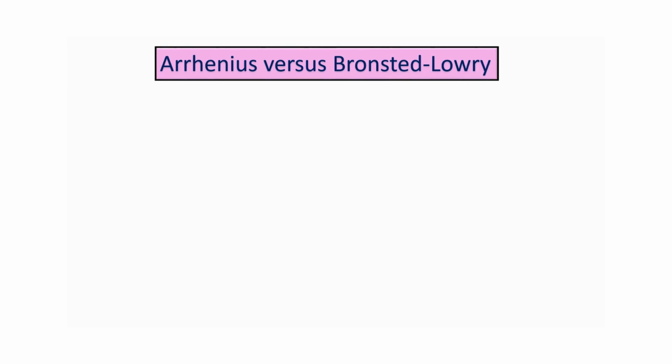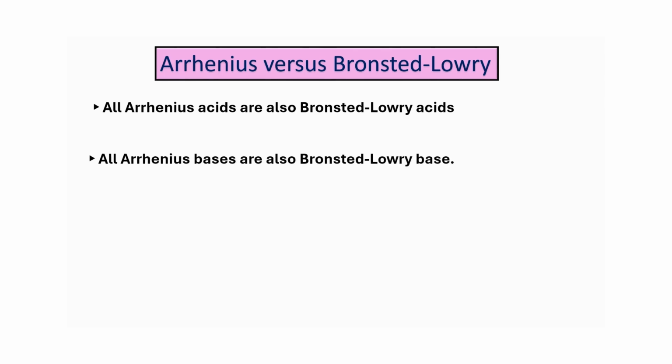So let's compare and contrast Arrhenius definition versus Bronsted-Lowry. So all Arrhenius acids are also Bronsted-Lowry acids, as we have seen. All Arrhenius bases are also Bronsted-Lowry bases. However, all Bronsted-Lowry bases are not Arrhenius bases. Why? Because the Bronsted-Lowry definition is a lot broader, a lot wider. Because ammonia, we just saw, can fit into Bronsted-Lowry's definition of a base, but it does not fit Arrhenius' definition. Ammonia does not produce hydroxide ion in solution.